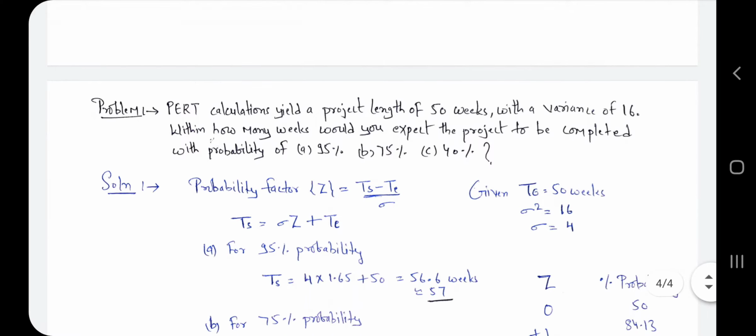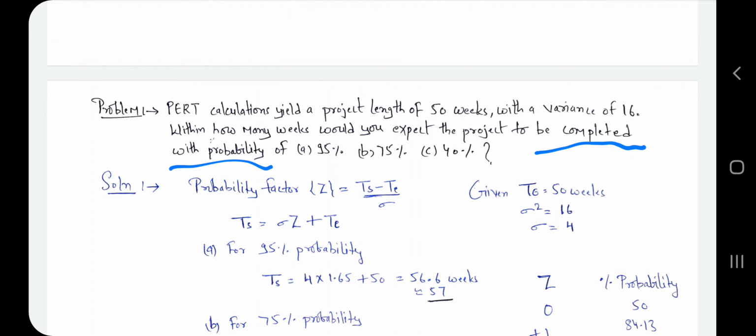A PERT calculation yields a project length of 50 weeks with a variance of 16. Within how many weeks would you expect the project to be completed with a probability of 95%, 75% and 40%? Here he wants the Ts value, which means we have to find the Ts value.